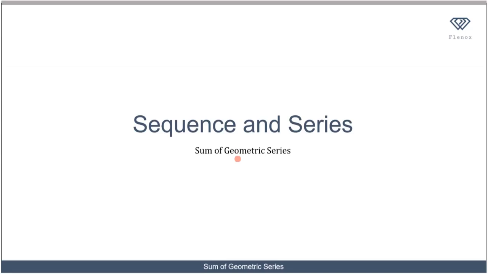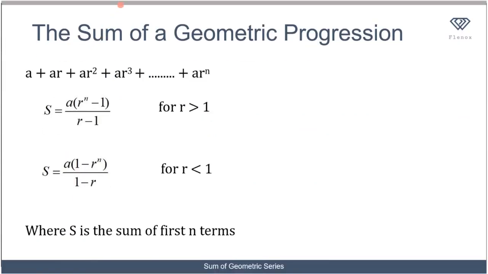Let's take a quick look at the sum of geometric series. If you recall, when we were talking about geometric progression, we started by listing out the terms. We wrote A as the first term, the second term is AR, where R is the common ratio. Then we add AR squared, then AR cubed. Geometric series just means the addition of the terms in the geometric progression. So when we add those terms together, A plus AR plus AR squared to infinity, then we have the geometric series.